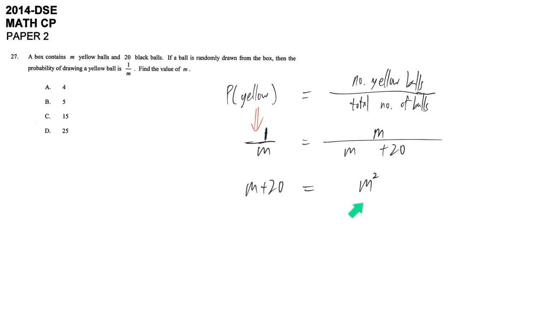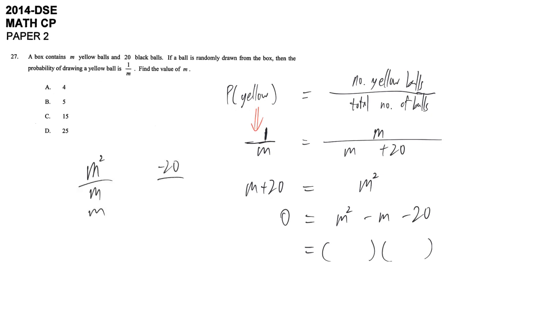For any quadratic equation, you are going to move everything to one side and make sure one side becomes 0. After that, you can use the formula, with a equal to 1, b equal to -1, c equal to -20, to solve it. Or you may use factorization. In your brain, you think what times what gives you -20. So m squared, m times m, and -20. We think about what times what.